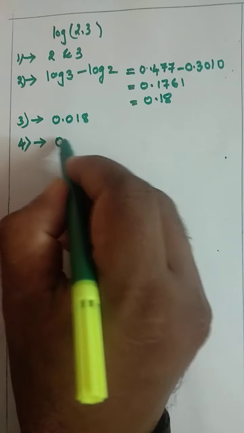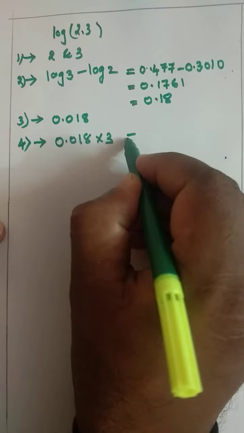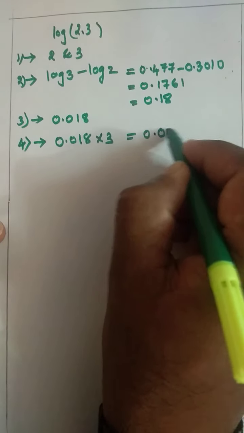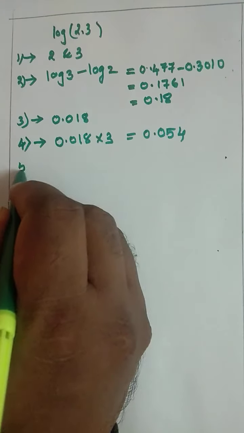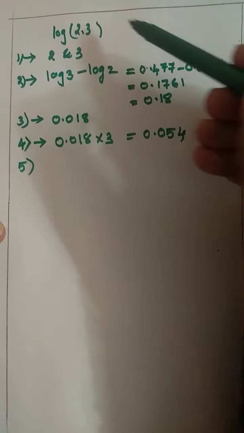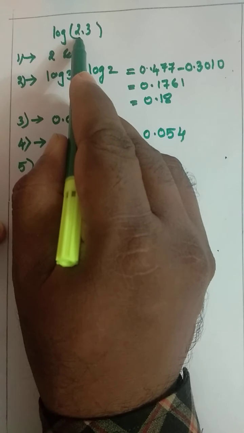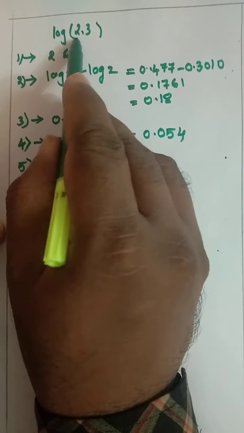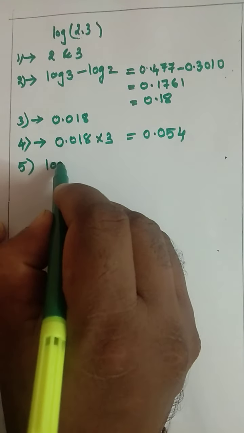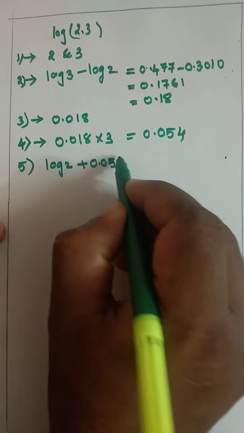So the answer obtained above should be multiplied by 3 to get the fourth step answer. It is equal to 0.054. Then in the fifth step, to the above answer we need to add the log of the value which is present before the decimal point. Here you have 2 before the decimal point, so we need to find the log of 2. That log of 2 should be added to the above obtained answer, 0.054.